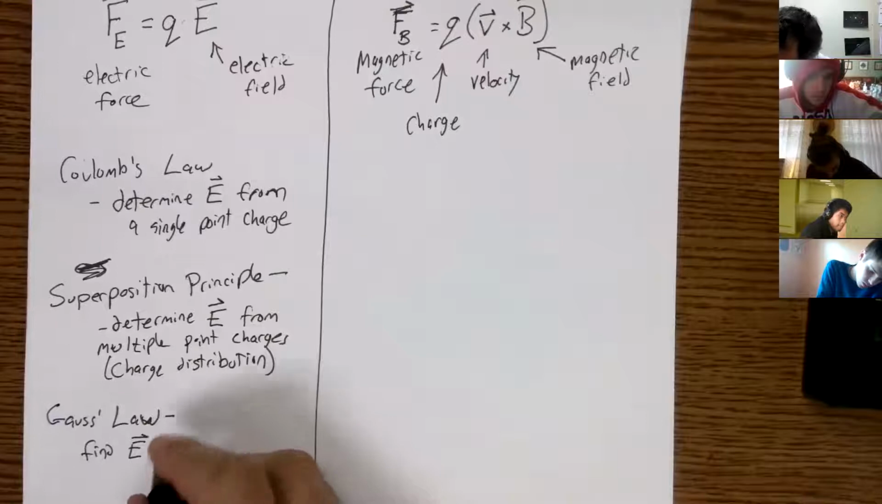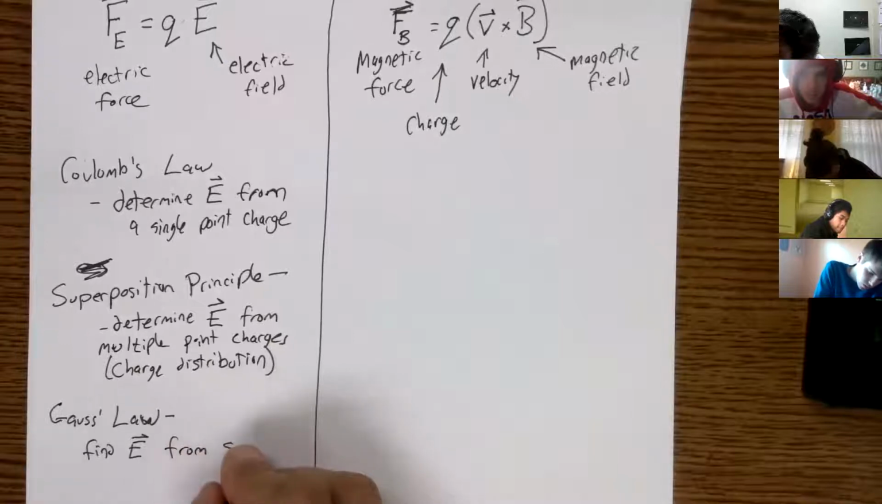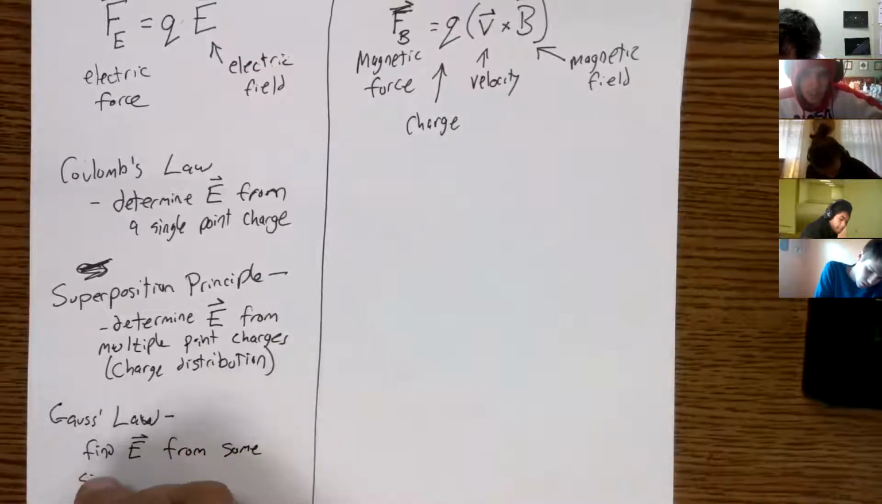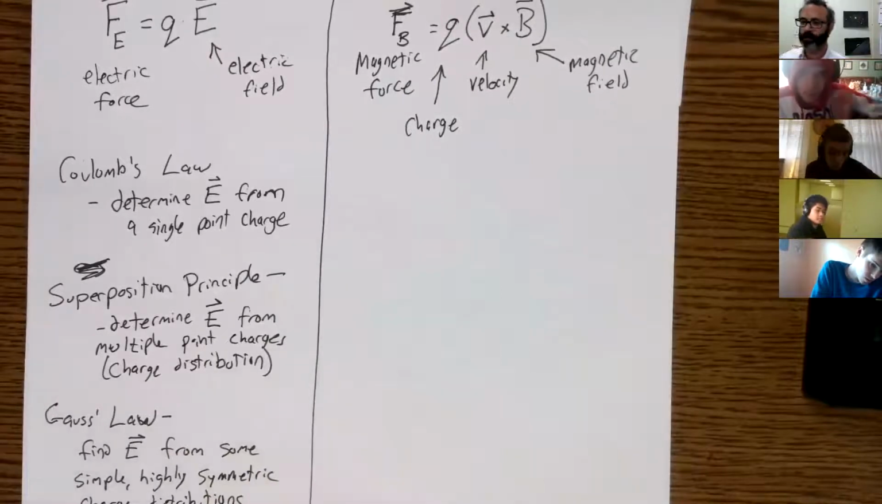Around some certain, so this is a way to find the electric field from some simple, highly symmetric charge distributions. Right, like what if we have a uniformly charged sphere?